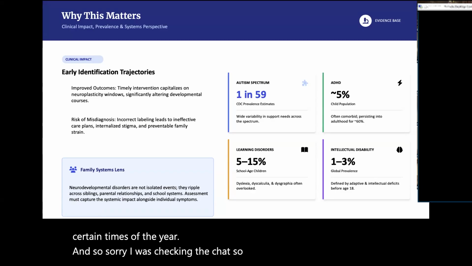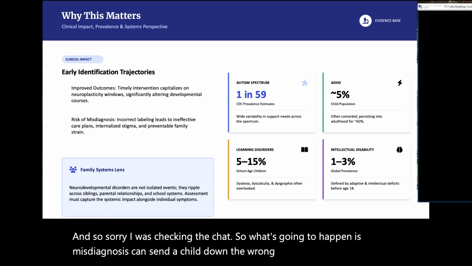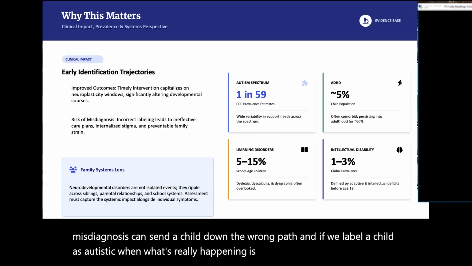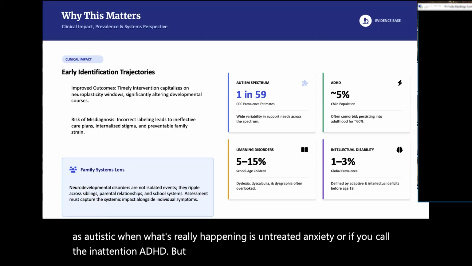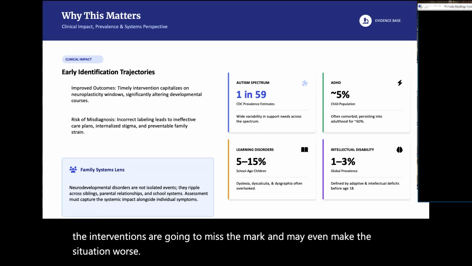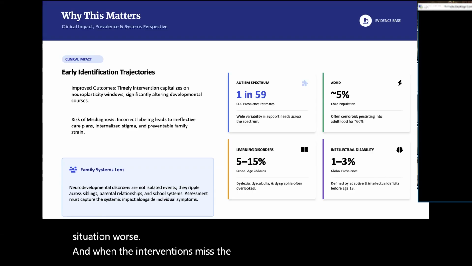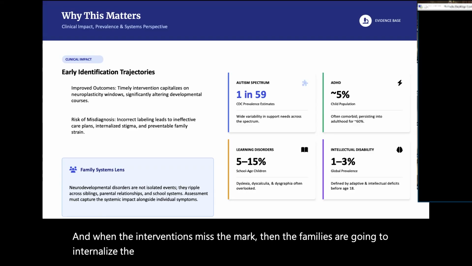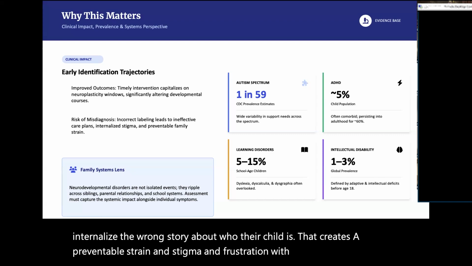Misdiagnosis can send a child down the wrong path. If we label a child as autistic when what's really happening is untreated anxiety, or if you call inattention ADHD, but really it's a trauma response or a sleep disorder, the interventions are going to miss the mark and may even make the situation worse. And when the interventions miss the mark, the families are going to internalize the wrong story about who their child is. That creates preventable strain, stigma, and frustration for everybody involved.